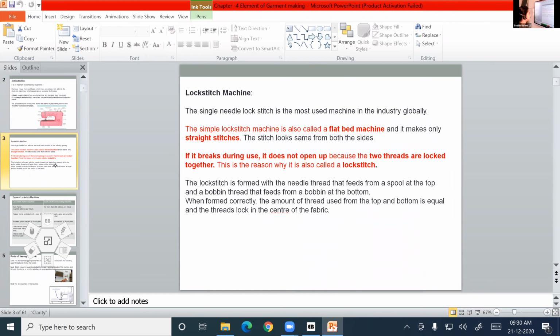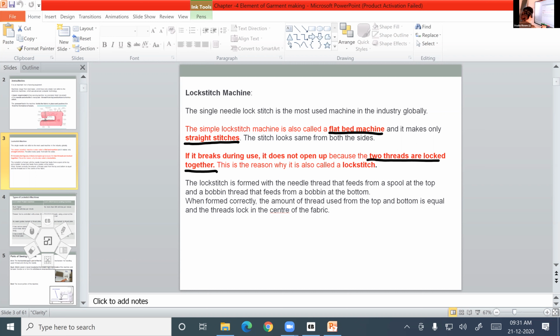And now we are going to discuss the lock stitch machine. The single lock stitch machine is the most used machine in industry, and it is also called a flatbed machine. That lock stitch machine makes only straight stitches, and the stitches look the same from both sides, from back and from front. And if the stitches break during use, it does not open up because the two threads are locked together, and this is the reason why it is called lock stitch.